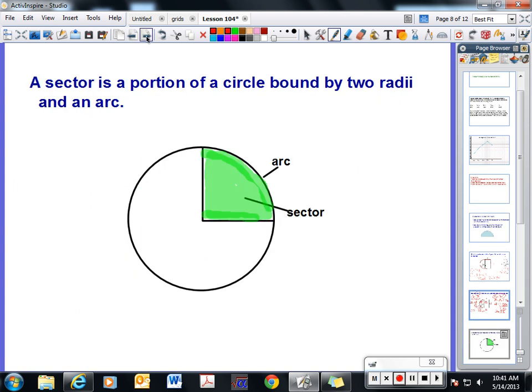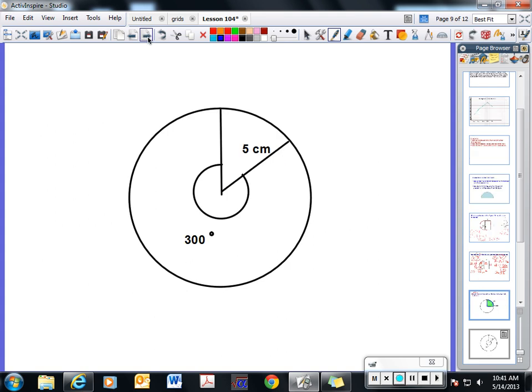Alright, let's take a look at this next slide. Now, we've talked about a semicircle. What if it's not just exactly half a circle? What if we have just a portion of the circle? They call that a sector. So the sector is all the stuff I have shaded in green there. And then the arc would be basically the perimeter of that as far as the outside of the circle. It says it's a portion bound by two radii. Here's a radius, and the arc is the outside of it. So as we take a look at something like this, what if we had to find the area of this sector?